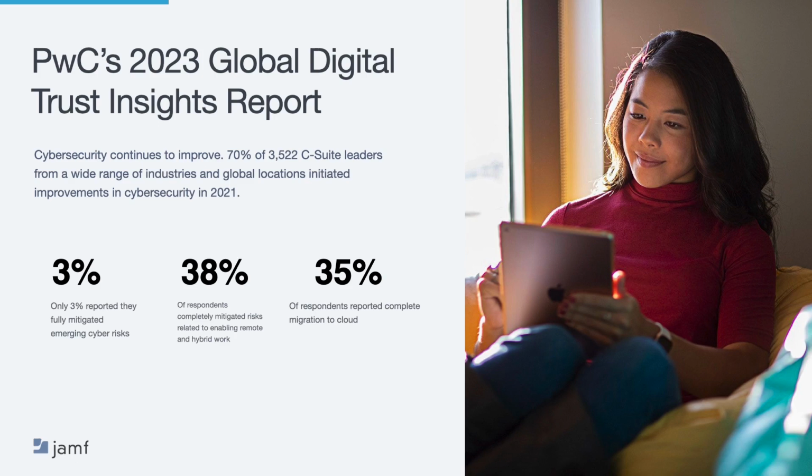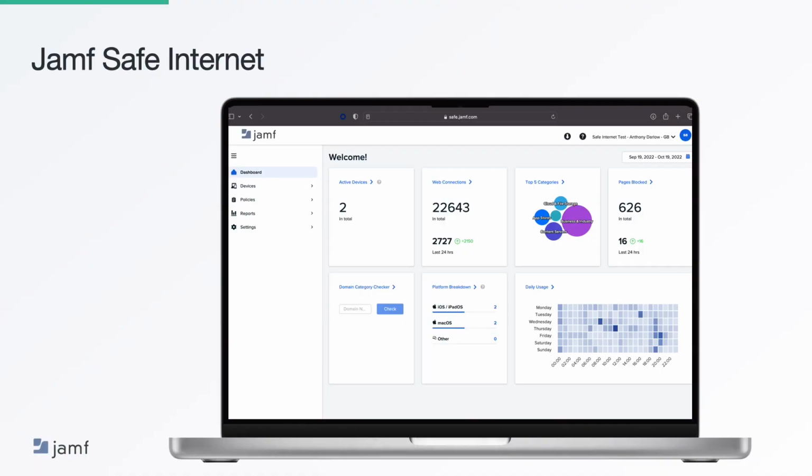38% of respondents believed that they had completely mitigated risks relating to enabling remote and hybrid work. For instance, 35% reported complete mitigation of issues around swiftly accelerated cloud adoption. However, only 3% report that they have fully mitigated emerging cyber risks. Scary truth of it all? Unfortunately, cyber criminals only need one way in to create havoc. So we want to have a look at some of our security solutions that can support you in that process.